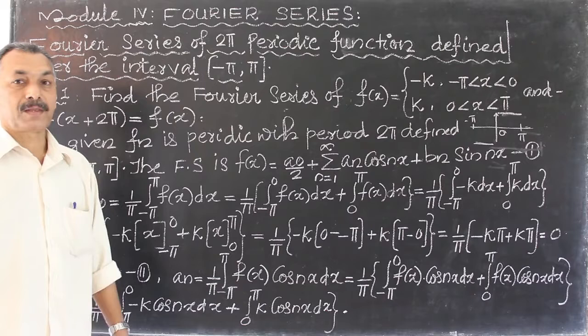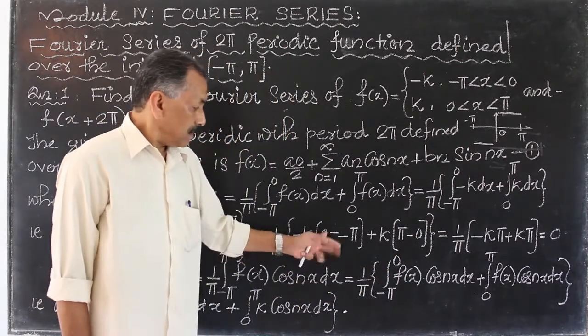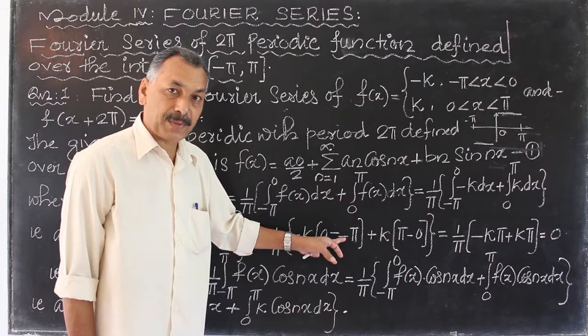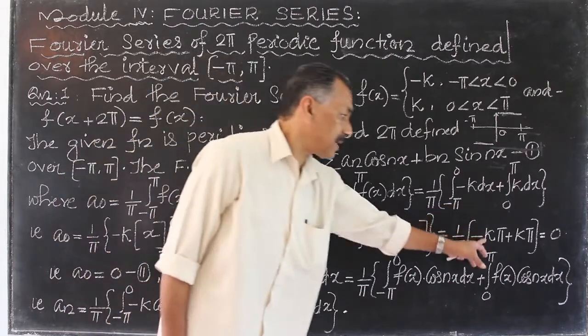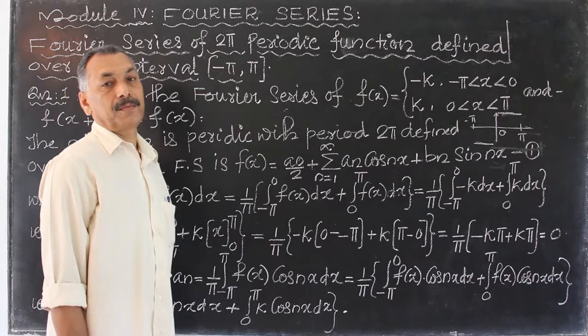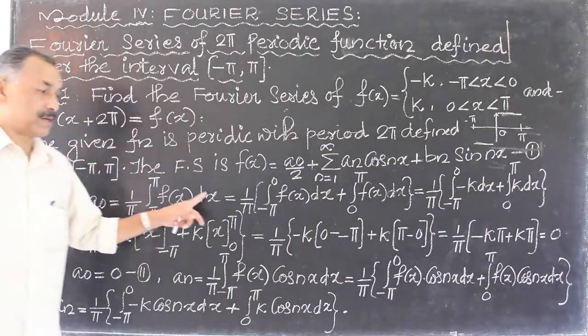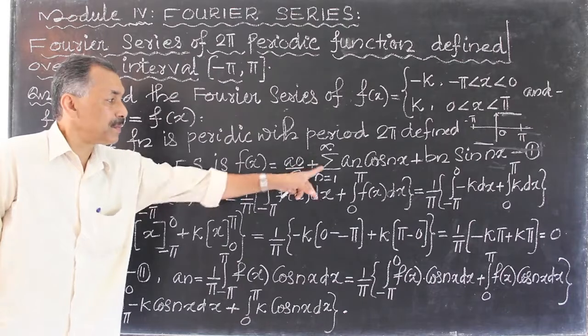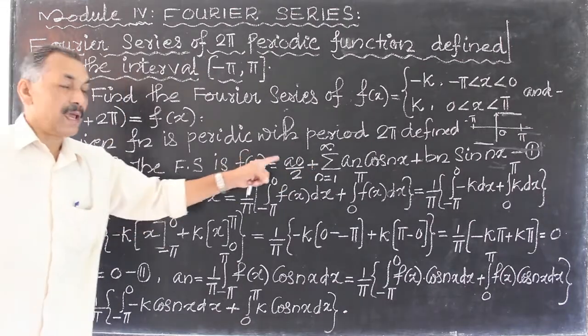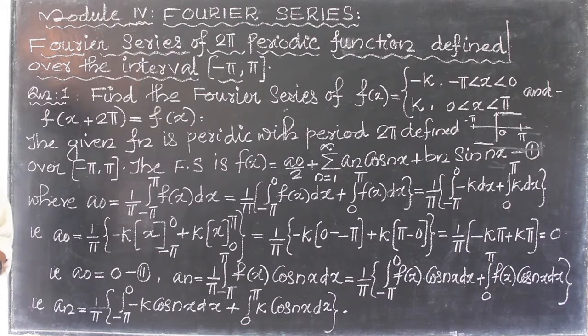That is 1 by pi into, what is this? Minus into minus of minus is plus, plus minus k pi plus k pi. That is equal to 0. Then the Fourier series of this function f of x is equal to a0 by 2 plus this one. Then a0 is equal to 0.